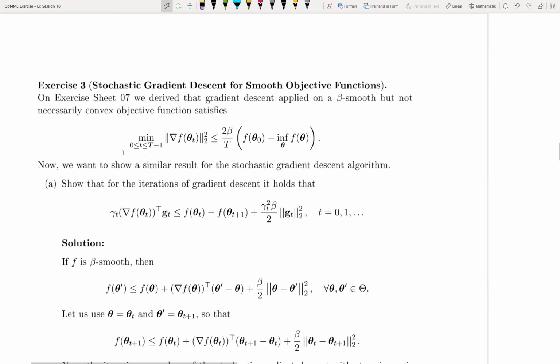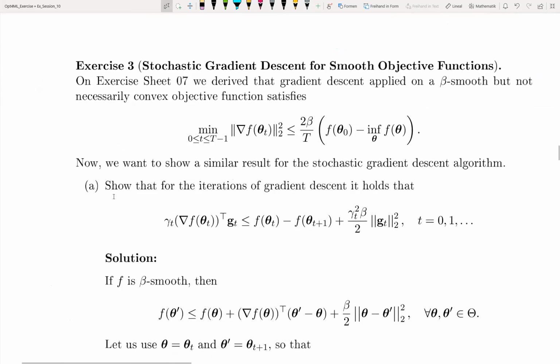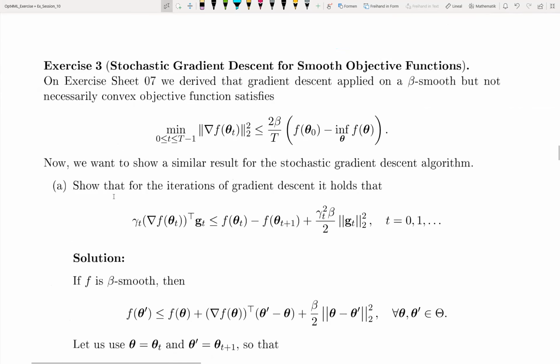So far, so good. Now let's have a look at the counterparts. We have the theoretical counterparts for the stochastic gradient descent when we are dealing with a not necessarily convex objective function, but which is smooth. For the gradient descent, we have seen that when we have a beta smooth function, not necessarily convex, we can still have at least one result which is at first sight okay.